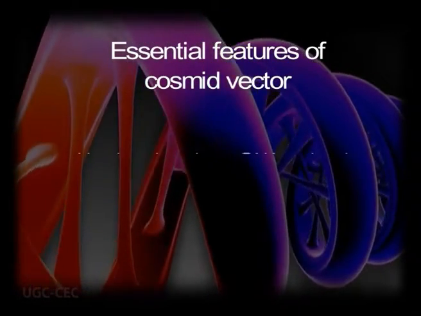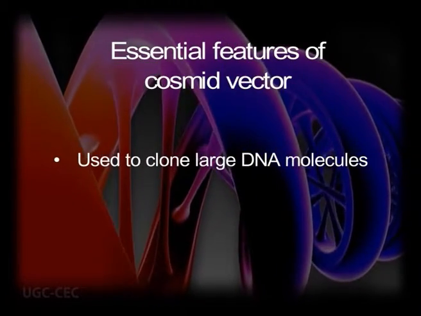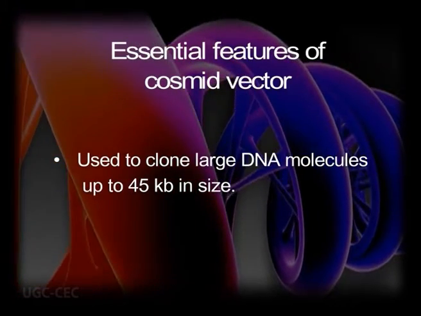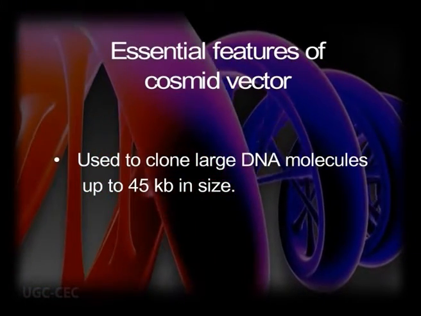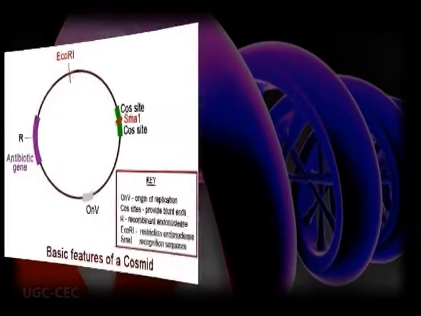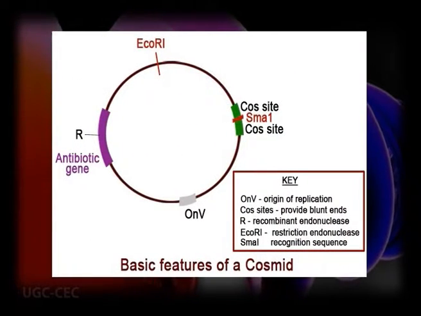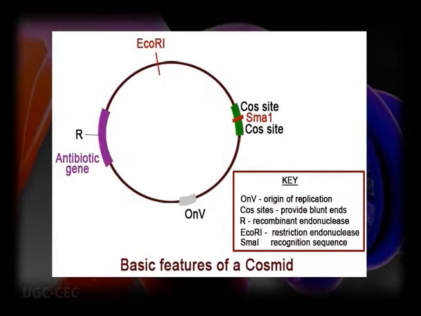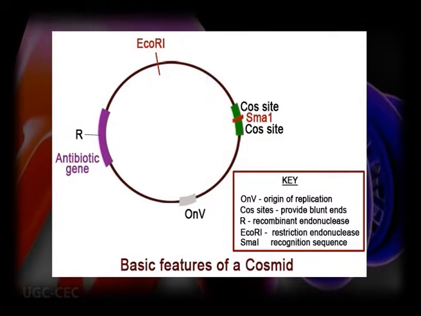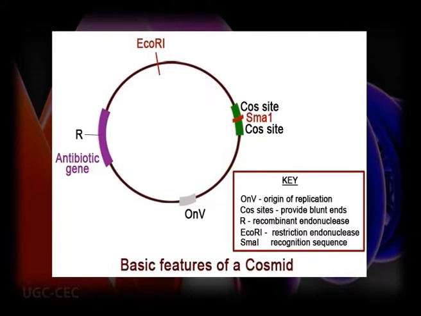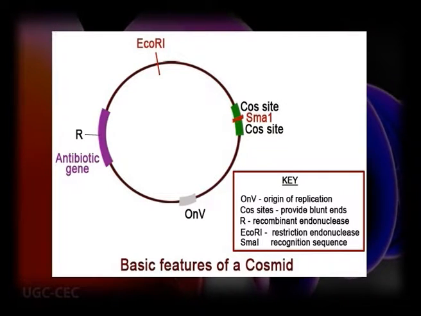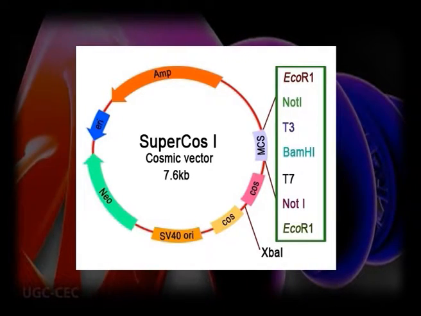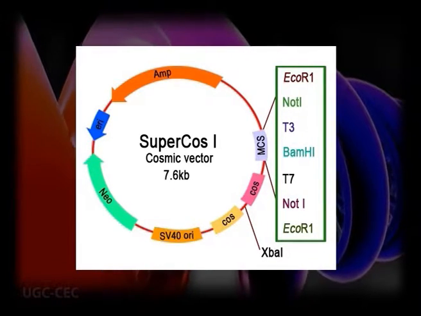Cosmids are used to clone large DNA molecules up to 45 kilobase in size. Therefore, large genes can be cloned only in cosmids. Cosmids can replicate like plasmid in the host bacterial cell and packaged into phage particles when cos sites are cleaved by endonuclease enzyme. Thus, a cosmid acts like a plasmid as well as a phage. Examples of cosmids are pJB8, pWE15, Supercos1, etc.